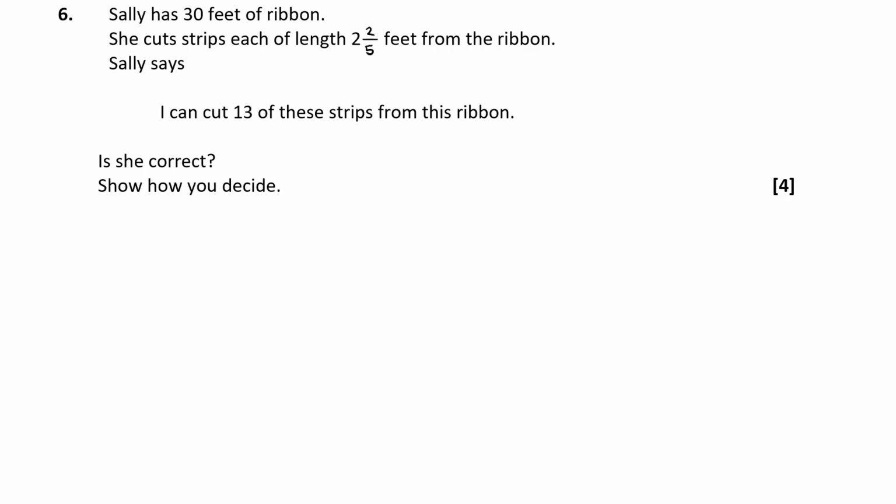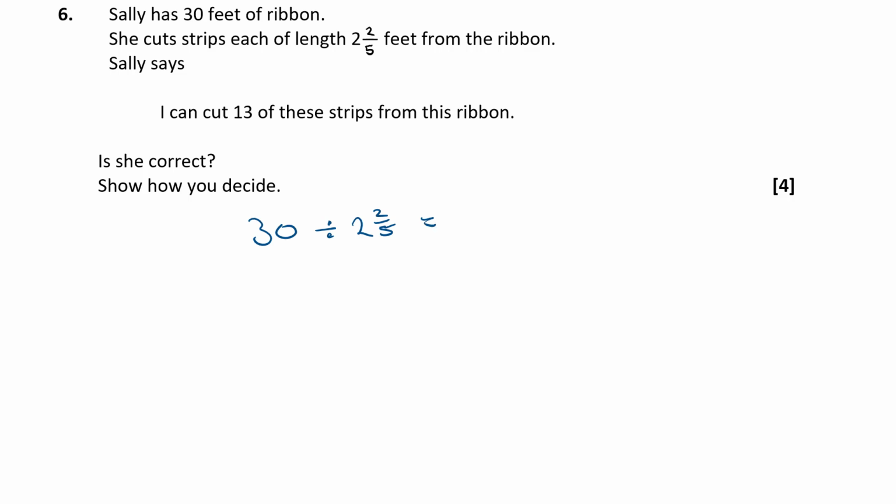Question 6. Sally has 30 feet of ribbon. She cuts strips each of length 2 and 2/5 of a foot from the ribbon. Sally says, I can cut 13 of these strips from the ribbon. Is she correct? Show how you decide. Okay, so I've got 30 feet of ribbon and I want to cut it up into strips of length 2 and 2/5. So that's a division, isn't it? I want to divide it up. So what I'm doing then is 30 divided by 2 and 2/5.